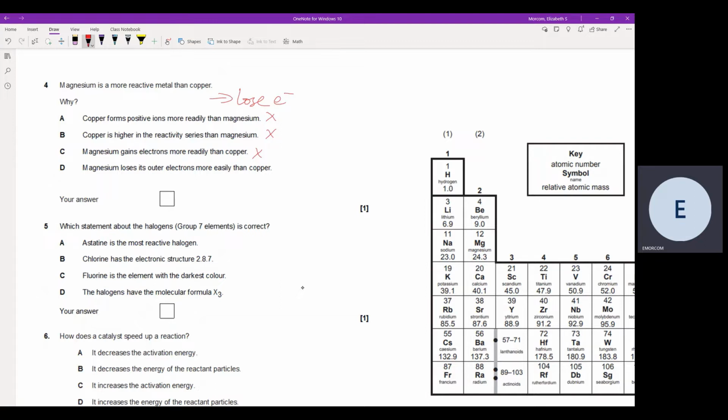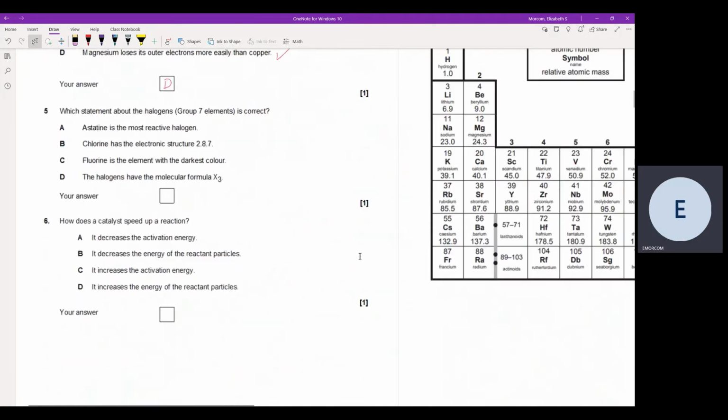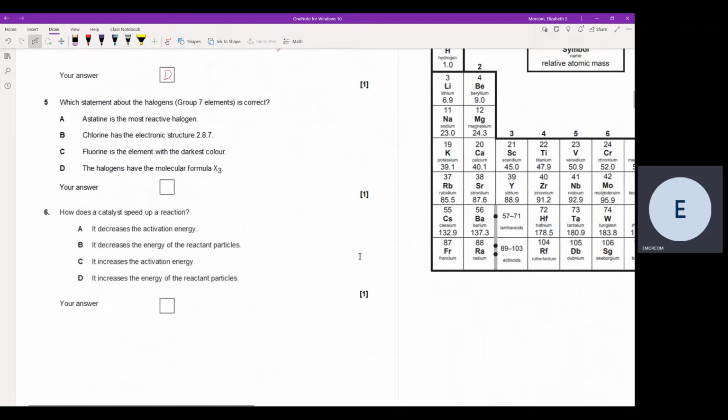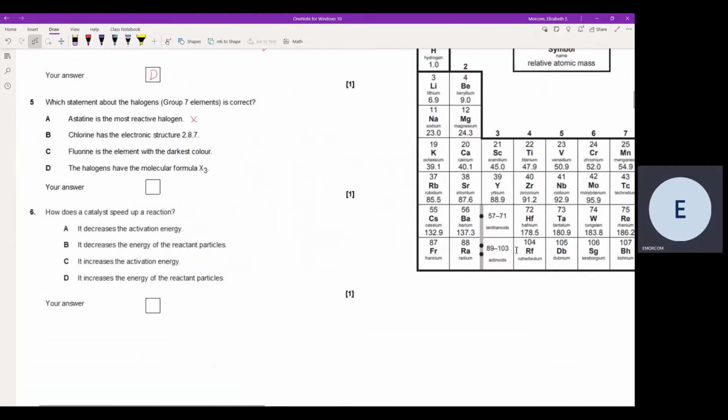Magnesium loses its outer electrons more easily than copper. Note how I'm using capital letters for all of my answers so that there's no ambiguity about the letter that I've written. Which statement about halogens, group 7 elements, is correct? Astatine is the most reactive halogen. Well, this is wrong because astatine, if we have a quick look at the periodic table, it's at the bottom down here, and we know that in group 7 the reactivity gets less as you go down the group.